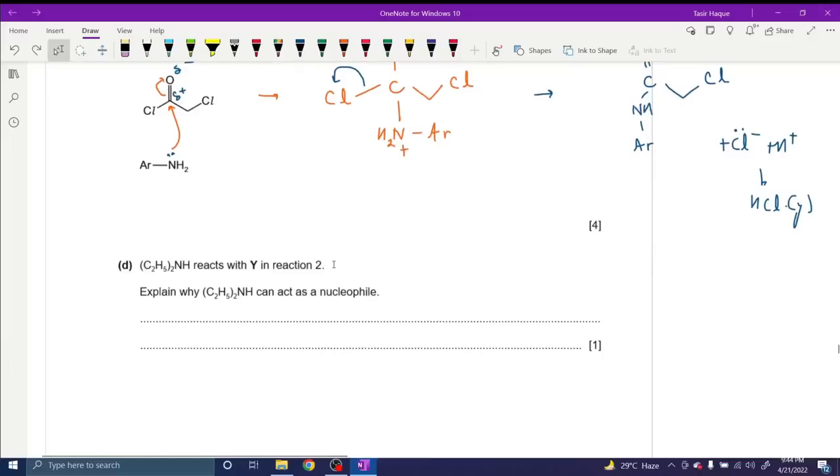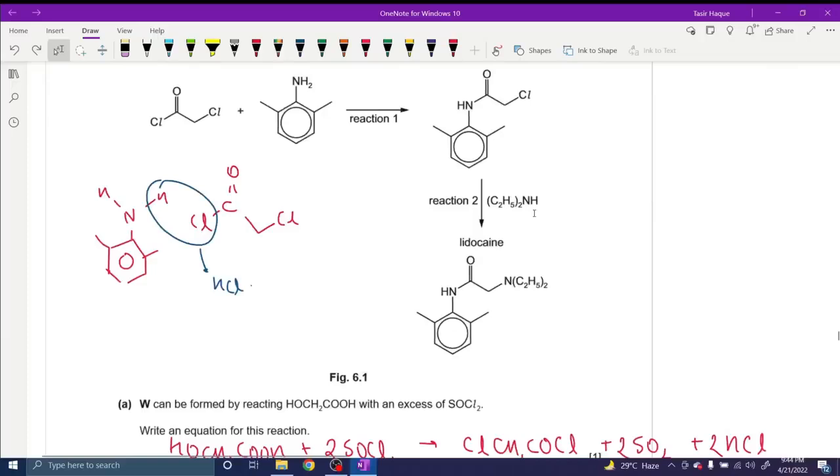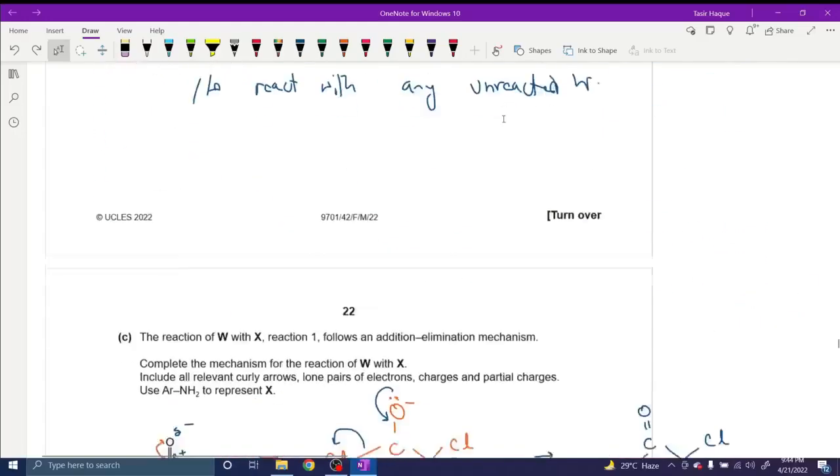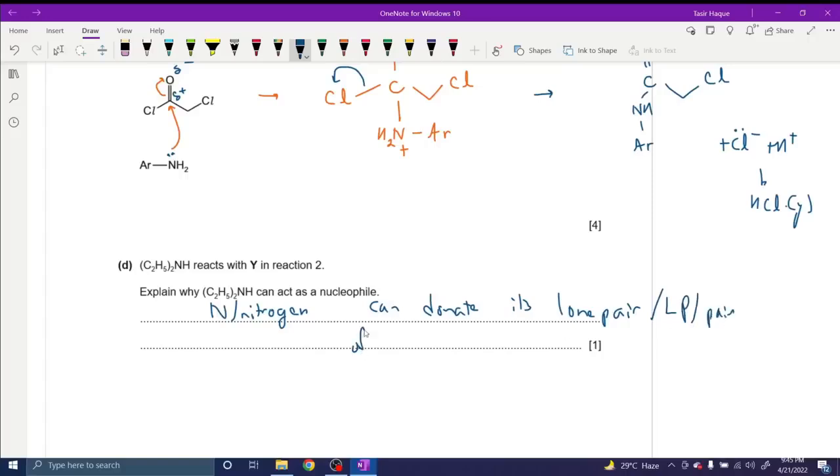So (C2H5)2NH reacts with Y in reaction 2. What happened here, guys? Remember, whenever it's a halogenoalkane, their key reaction is nucleophilic substitution. So basically substitution occurred. Why is this acting as a nucleophile? We need to answer that. What are nucleophiles? Electron-rich particles. So why is it acting as a nucleophile? The nitrogen, N, can donate its lone pair, or LP, or pair of electrons. That is why.